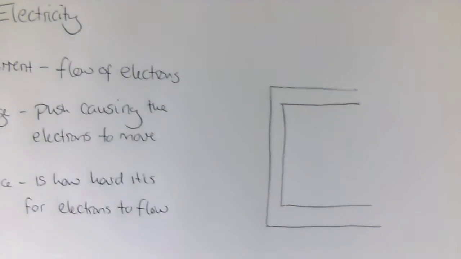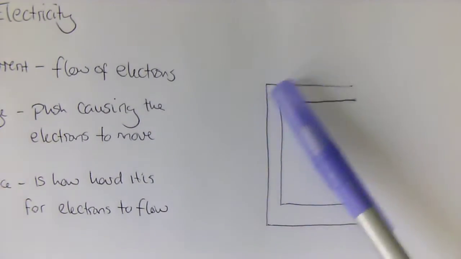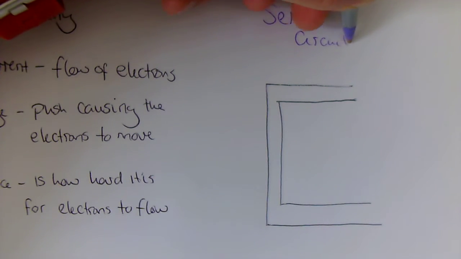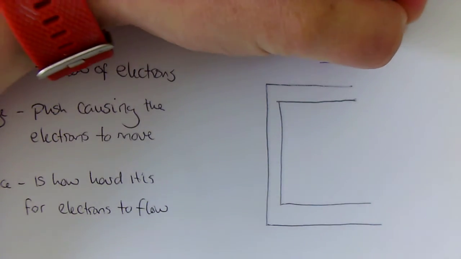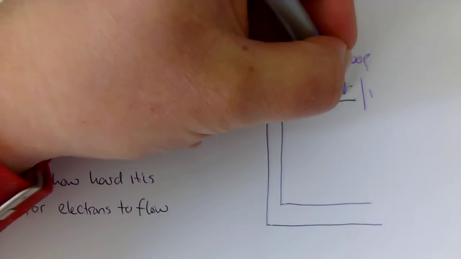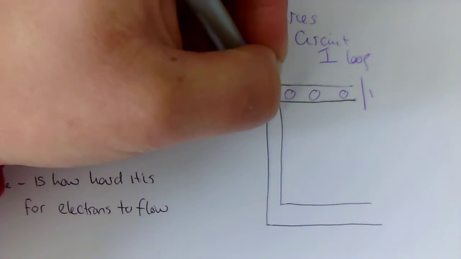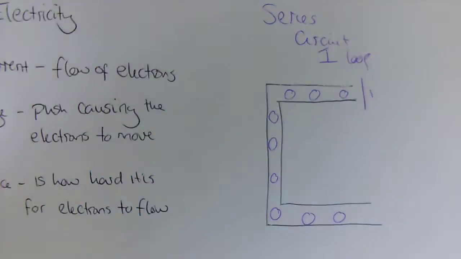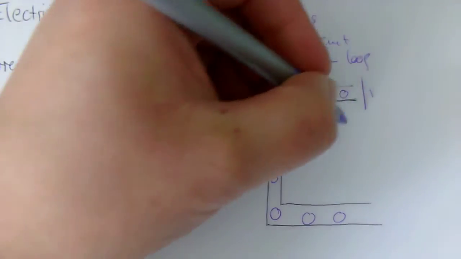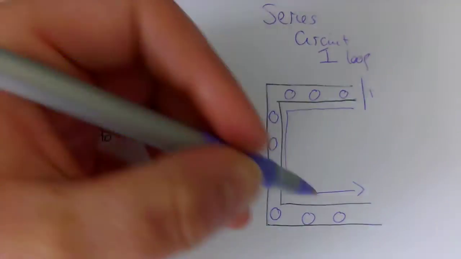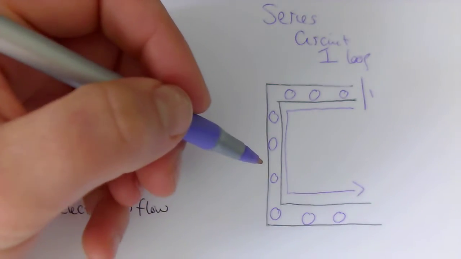So first of all, we're going to start with a series circuit. So it's going to have one loop. So this one here is a series circuit. It has one loop. So if I had my battery here, and my electrons are moving through my wire, that is what I call my flow. Okay, so the current is the flow of the electrons around the circuit.